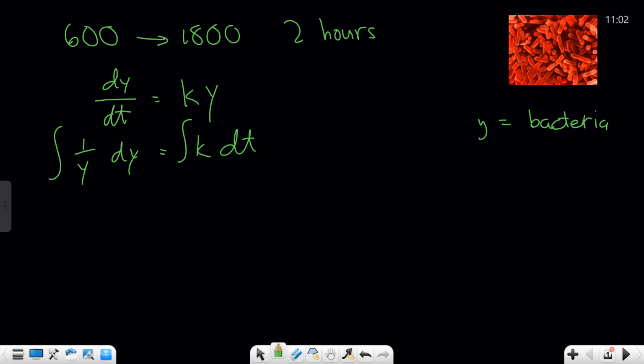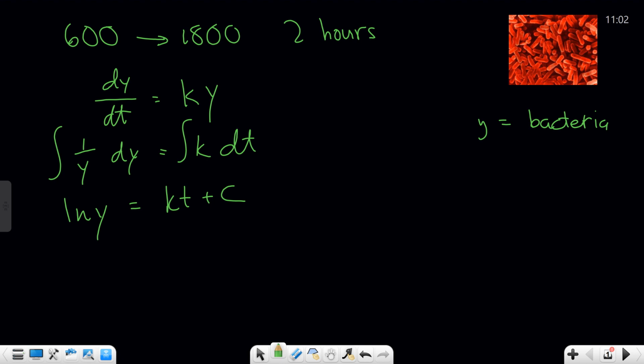What's the integral of 1 over y? Natural log y. Good. And what's the antiderivative of k dt? kt. Good. Okay, and that's an important step.